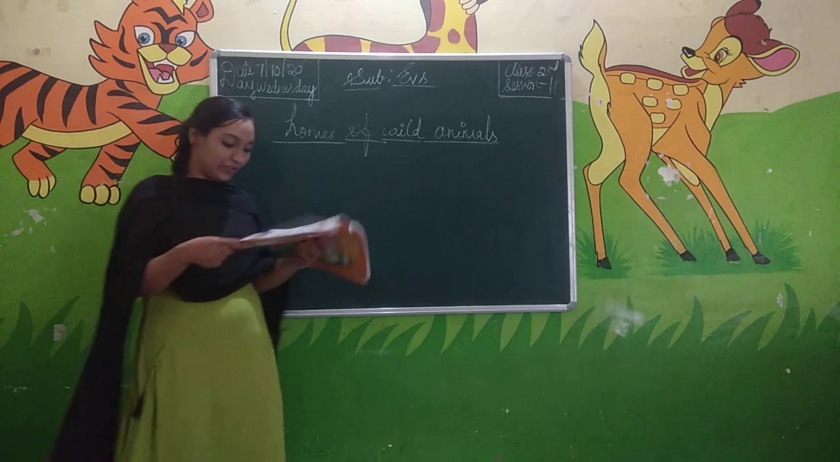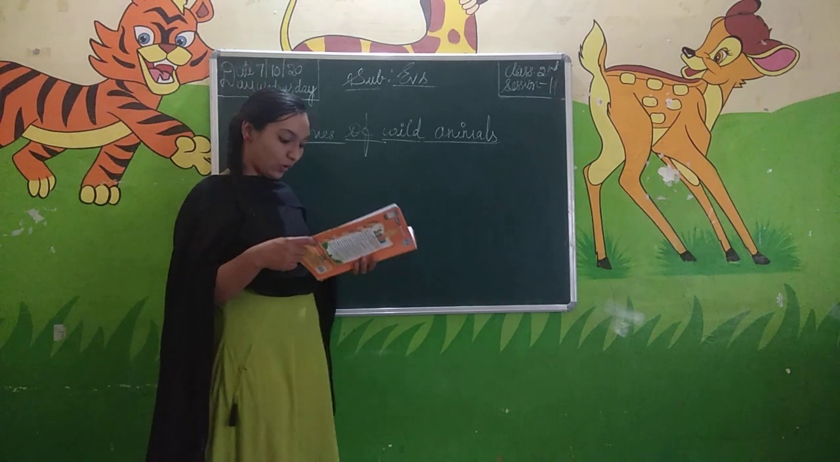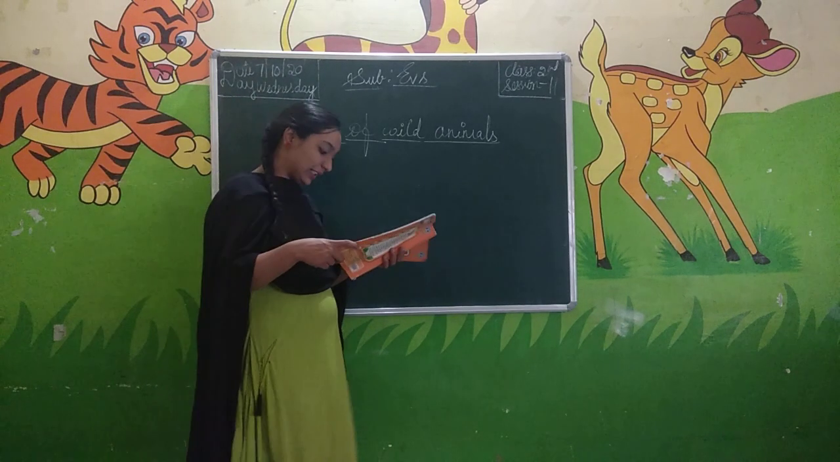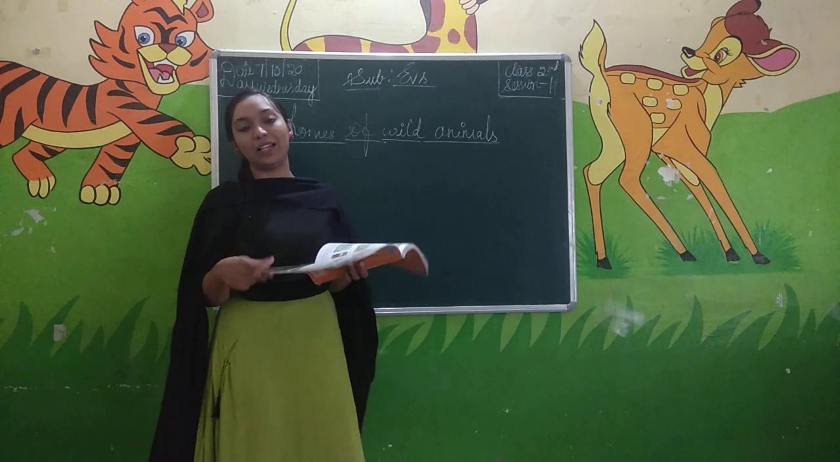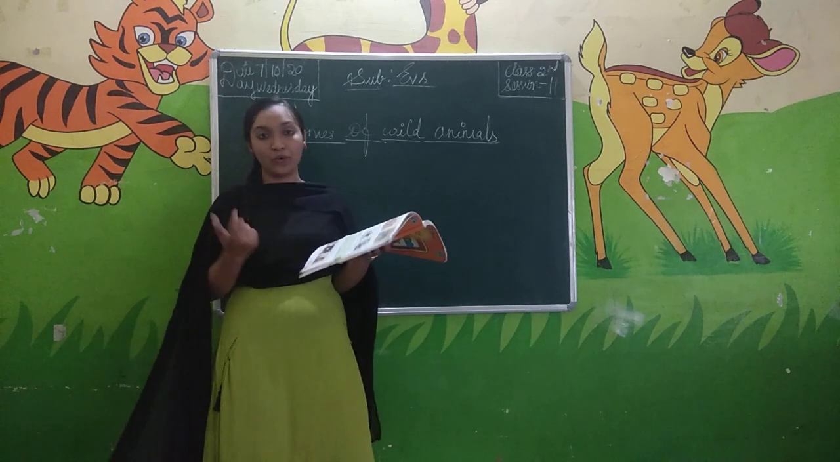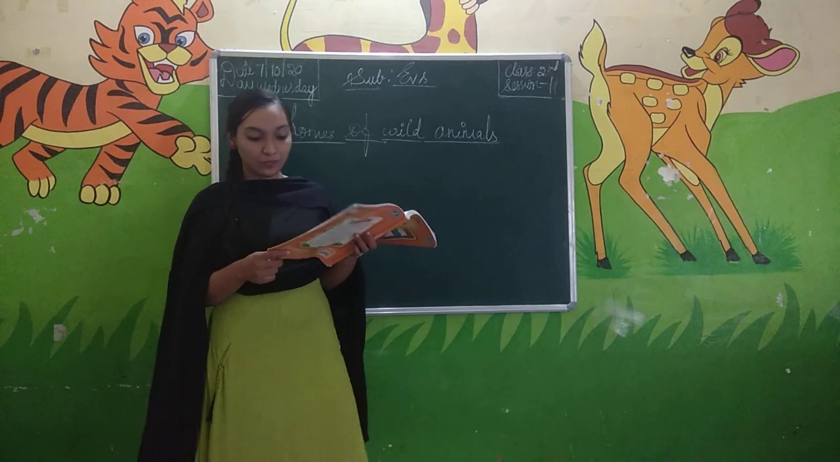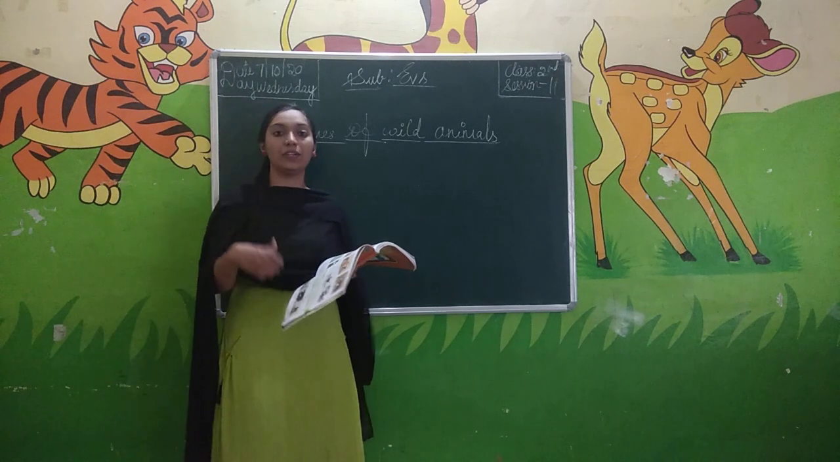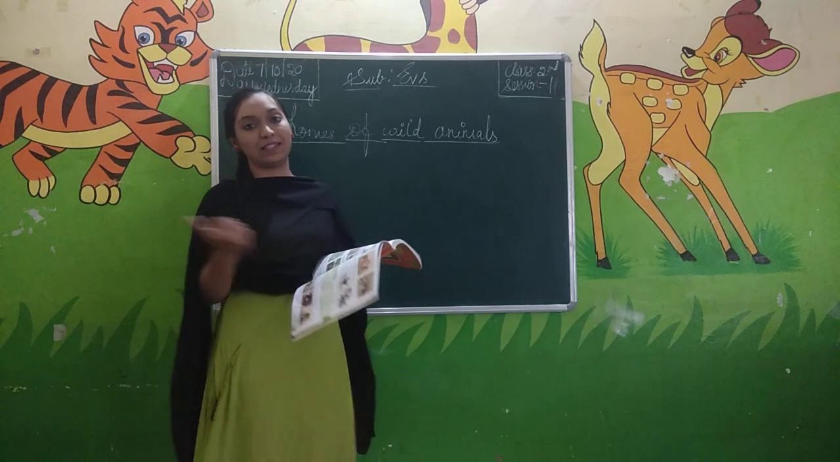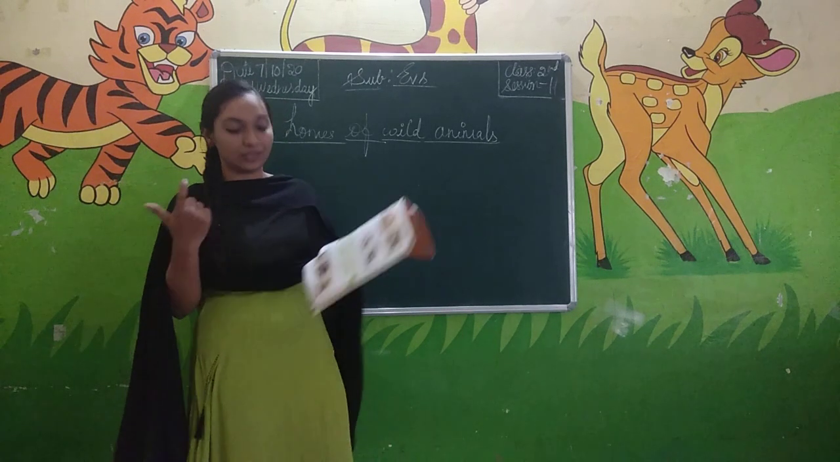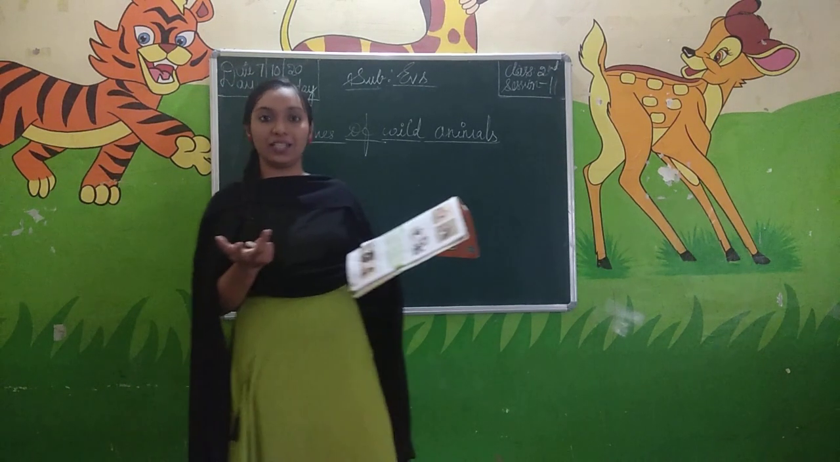Wild animals live in different kinds of homes on land, in water and on trees. So children, different kinds of wild animals live in different kinds of places. They live on land, they live in water and they live in trees.